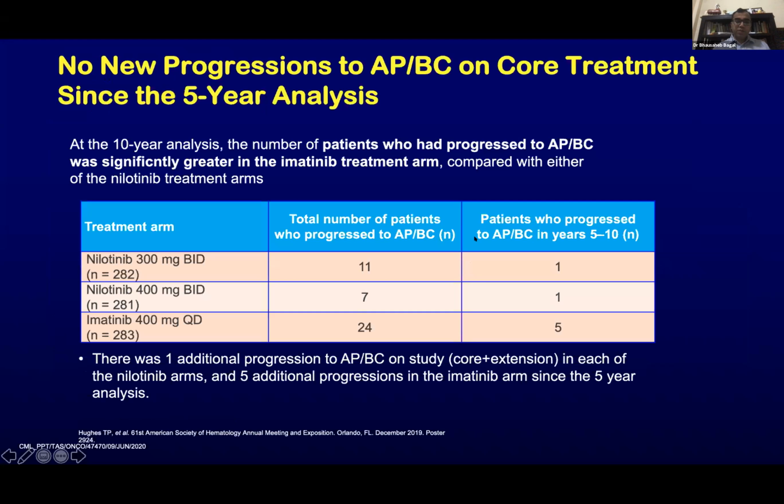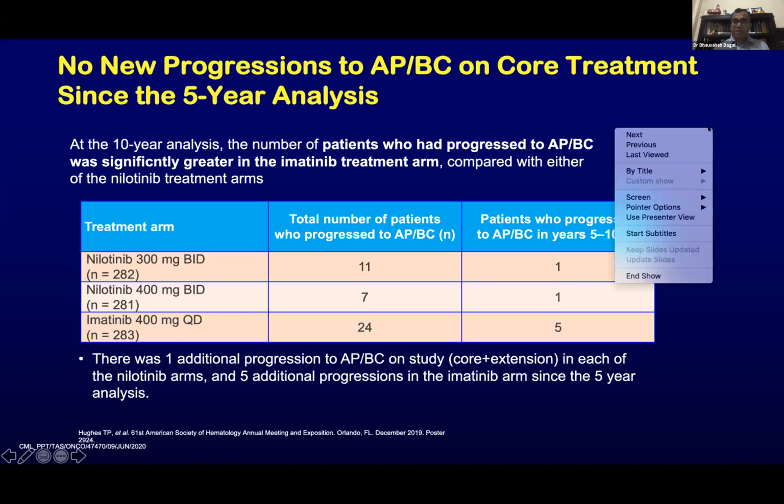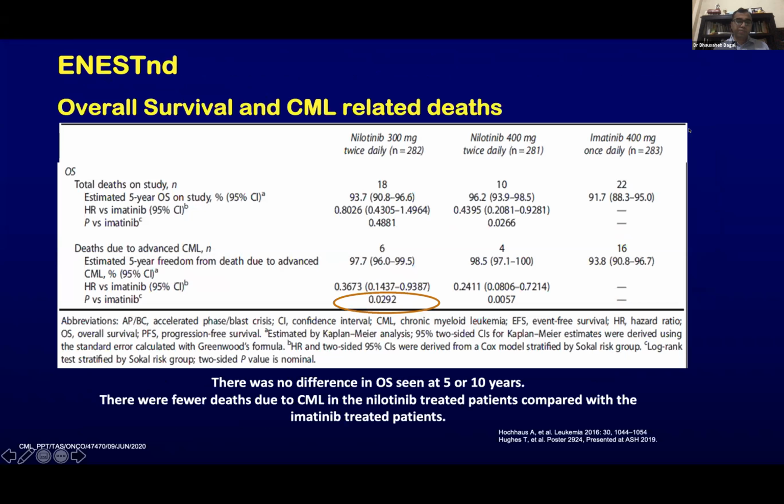But you could see the development of AP/BC in the initial part of the study as well as the later part, so the effect is maintained throughout. Not only is nilotinib effective in preventing early progression, but even in the long run, it has less incidence of AP and blast transformation as compared to imatinib.